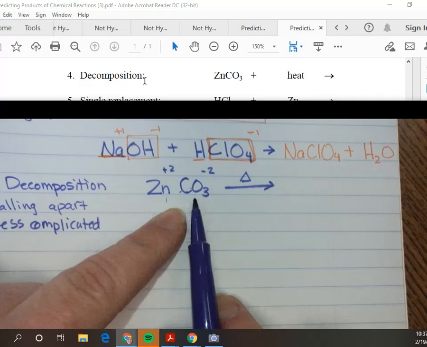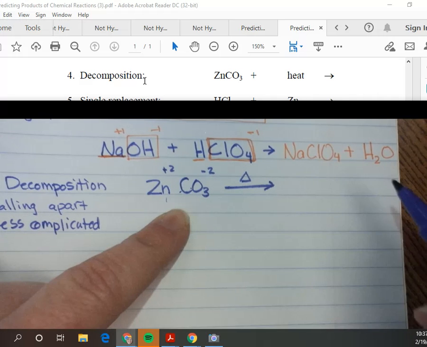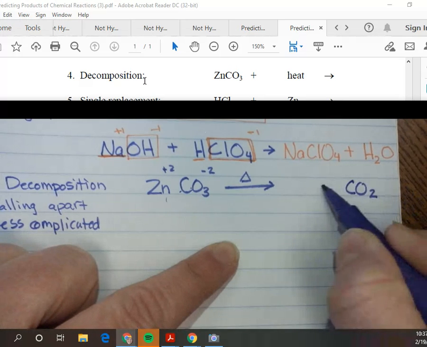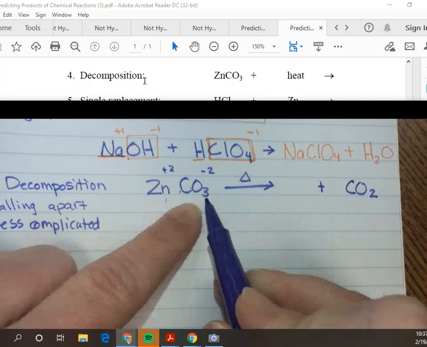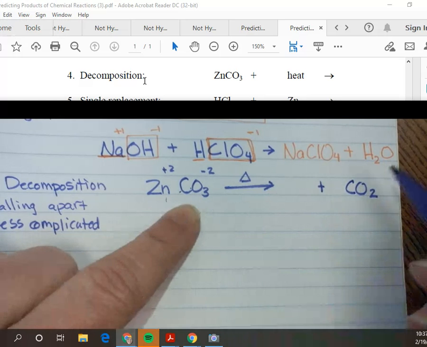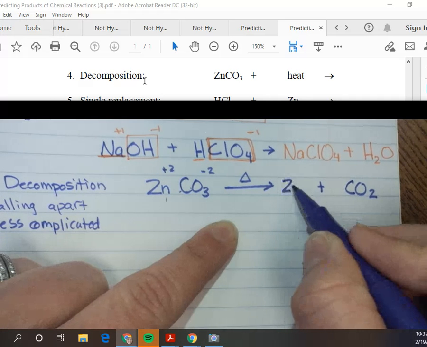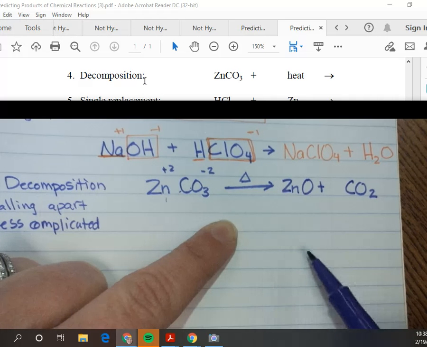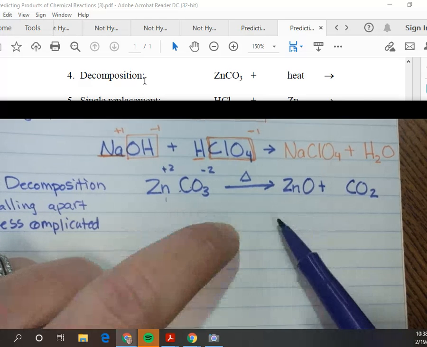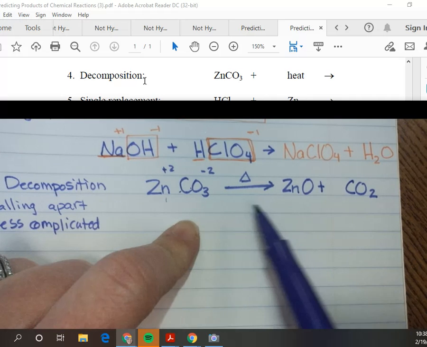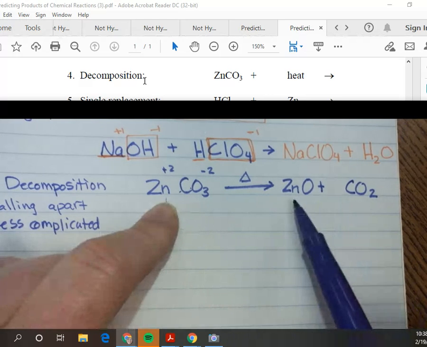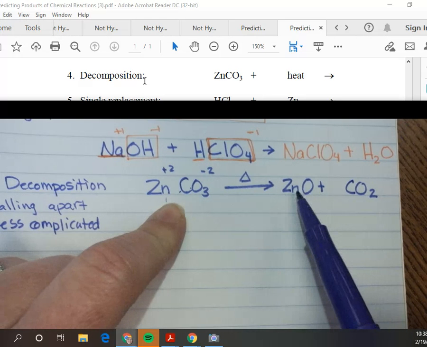So what it would fall apart to, you kind of have to be a little creative in thinking about this. What is a stable gas that you know that has carbon and oxygen in it? CO2. Okay. And then you have this oxygen that's left. You could still have 2 compounds. You would have zinc oxide. Because if you try to balance it out with just CO2 and zinc, it might never happen. And that's where you have to be a little creative.